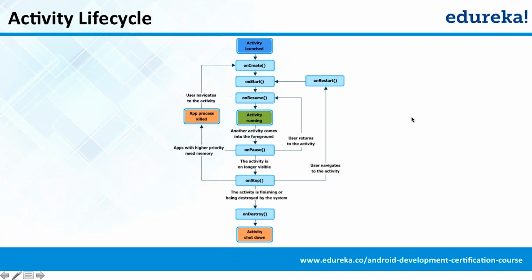And onPause will basically get called whenever you get a pop-up message in front of the application. So your application will be in foreground, but until and unless you dismiss that message, you cannot interact with your application again, right? So that's where onPause comes into the picture.